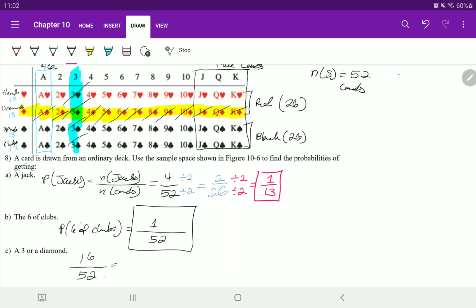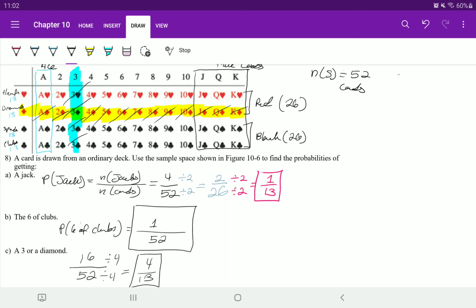I can reduce 16 over 52. I can divide that by 4 from the top and the bottom. 16 divided by 4 is 4. 52 divided by 4 is 13. So in reduced form, the probability of having a 3 or a diamond is 4 out of 13. And that is the answer when it comes to dealing with cards.